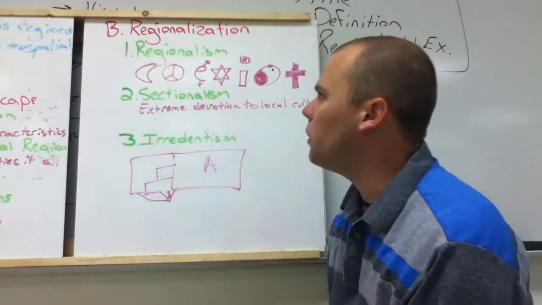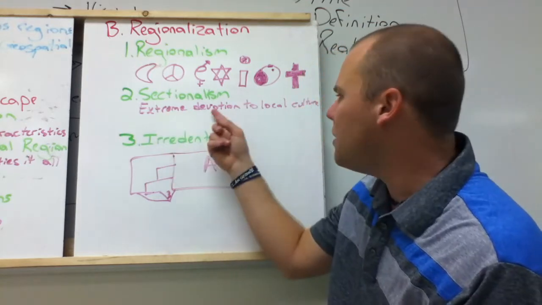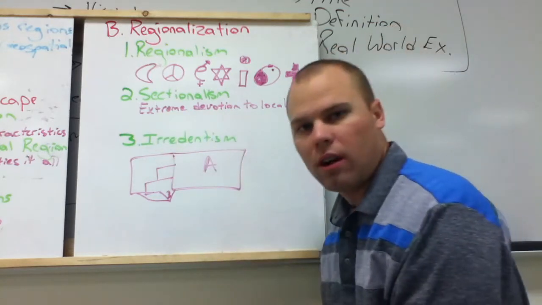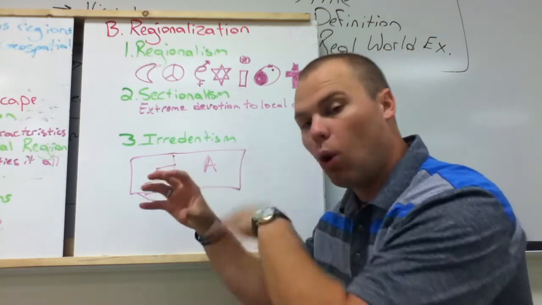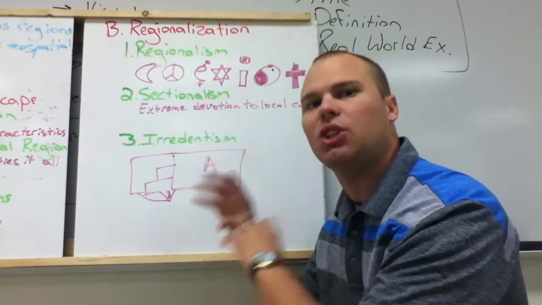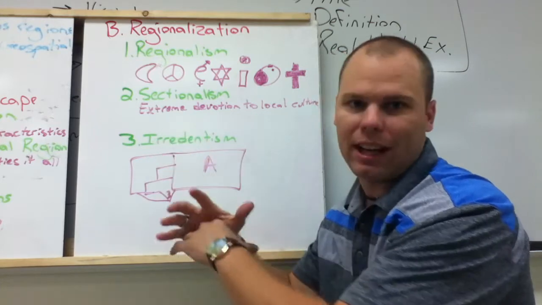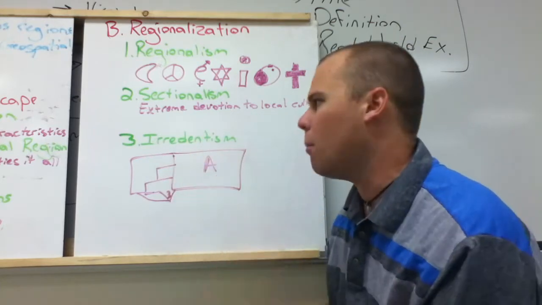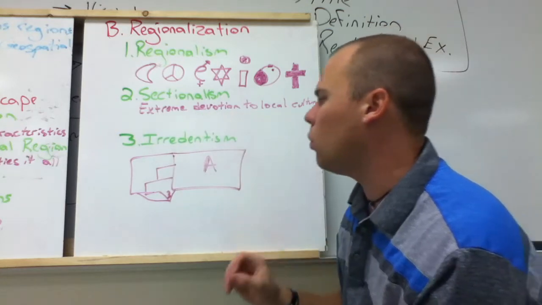The next type of regionalization that I want to get at is sectionalism. This is an extreme devotion to local culture. The example that I always use is the American Civil War, when you had the North and you had the South. You had sectionalism exist, and because of that sectionalism, it eventually led to 2 different countries, a breakaway, which led to the American Civil War, which of course brought it all back together again, but it was all because of that extreme devotion to the local culture.